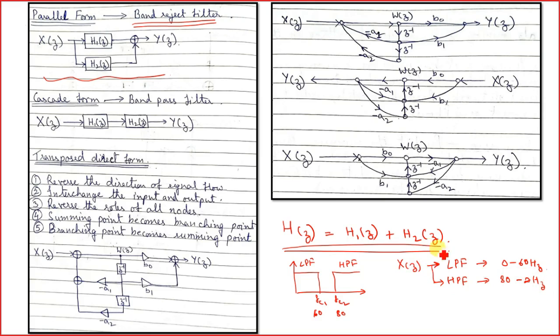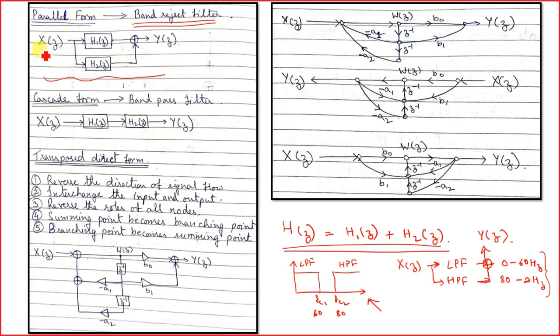Right? Now if you look at the band reject filter, you need both these components, 0 to 60 hertz and 80 to infinity hertz. In between 60 and 80 there will be no other frequency components, so you need both these components. So what you do is add up the output of the low pass filter and the high pass filter, right, to get an output Y(z). This is what has been done over here.